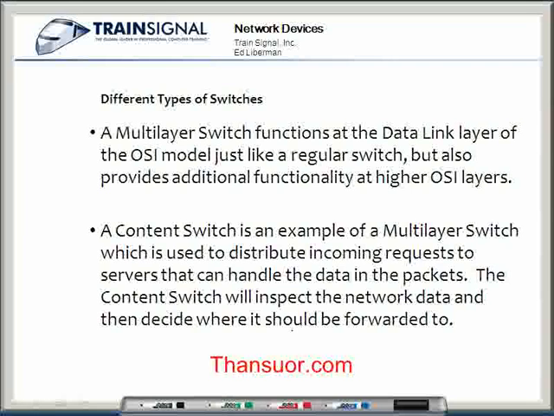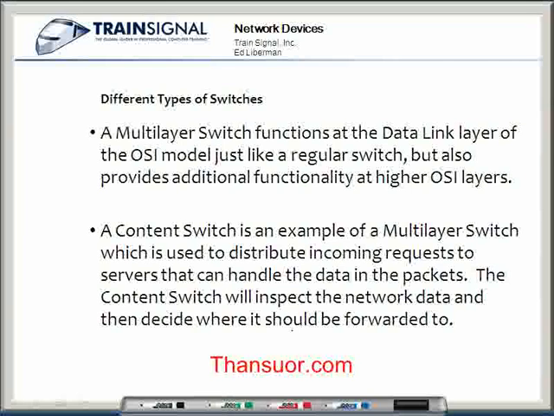Now, a content switch is another fancy type of switch, and again, a content switch is also a multi-layer switch to some degree. They tend to be very expensive. You don't see them a whole lot, but it's a type of switch that will actually inspect the data, and based upon what type of data it is or what type of content it is, it can be programmed to send that request onto different ports, which would then in turn get you to different servers.